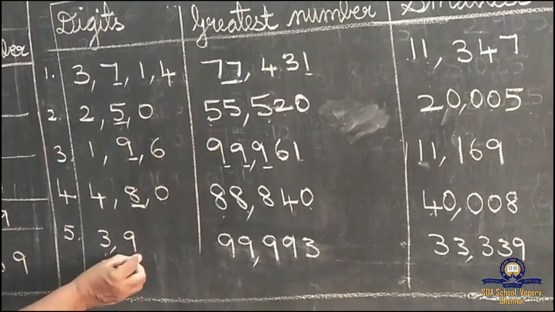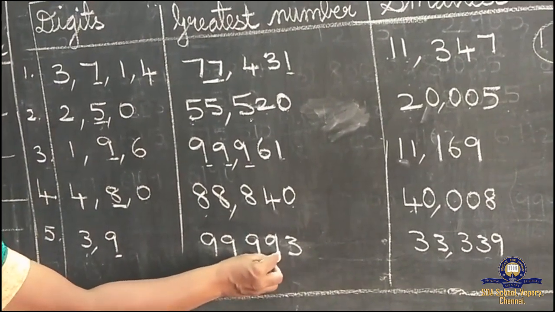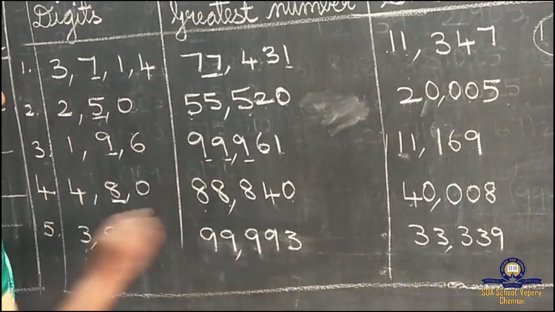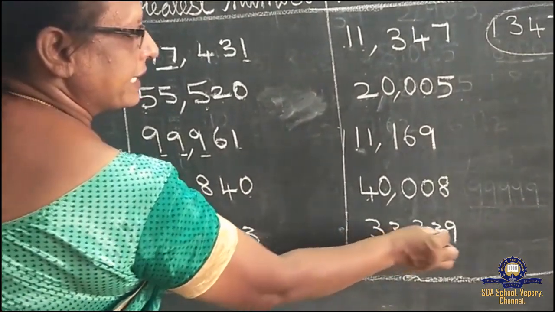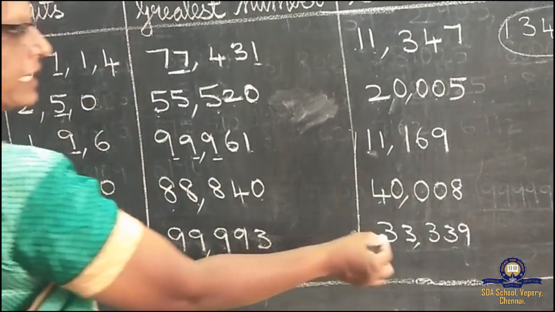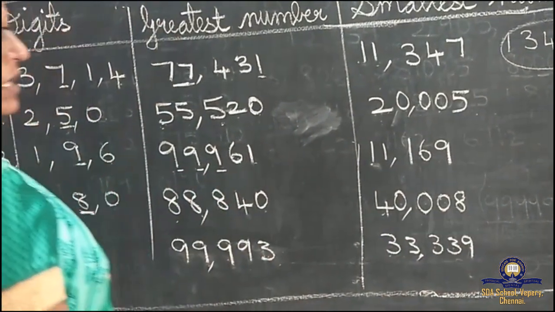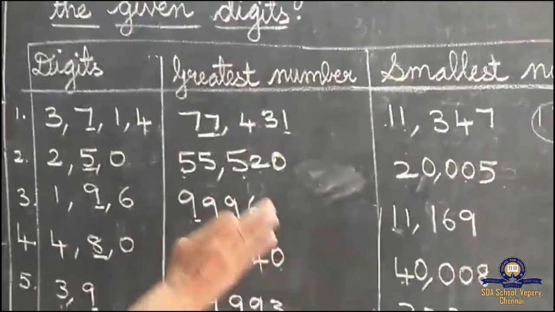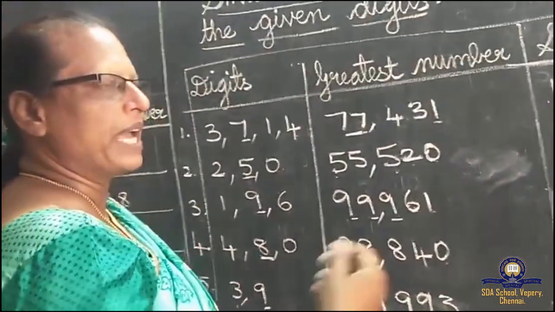And here only 2 numbers are there. So what you have to write? Which is the greatest? 9. So 9, 9, 9, 9, 4 times you have to write, and then you have to put 3. 99,993. And in the smallest number, the same way, 3, 3, 3, 3, 9. 33,339. Understood? Don't get confused. If you get confused, you can write and do some other sums also to practice.